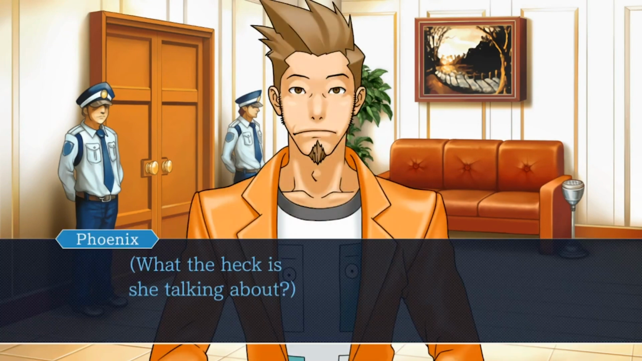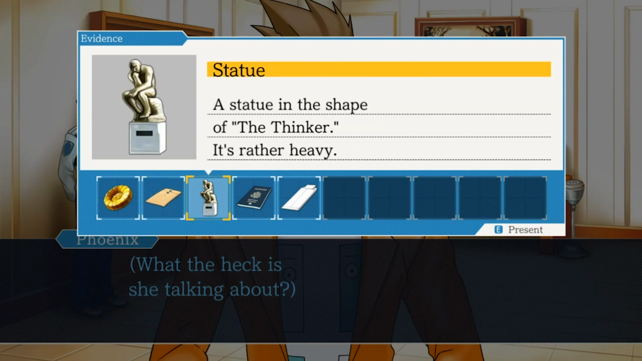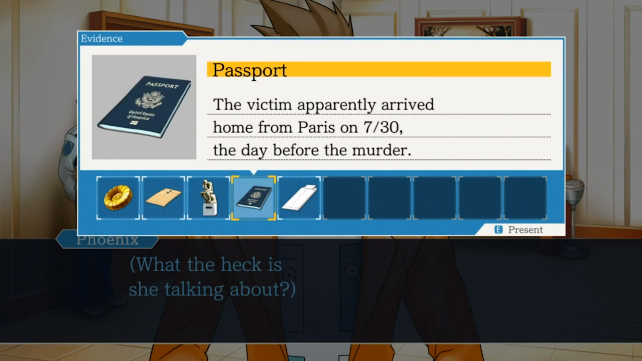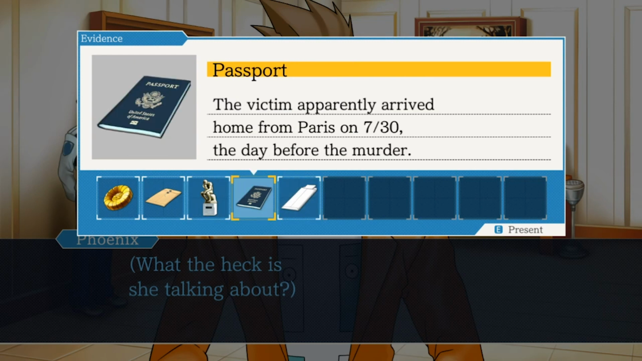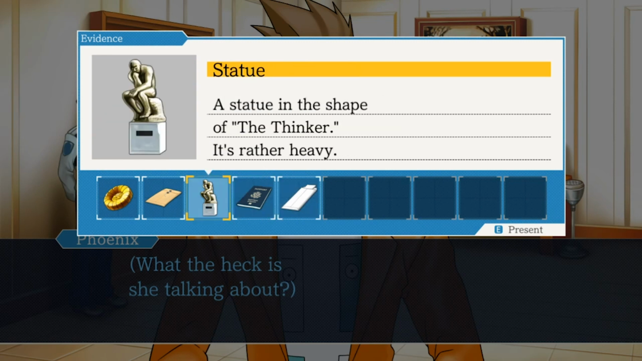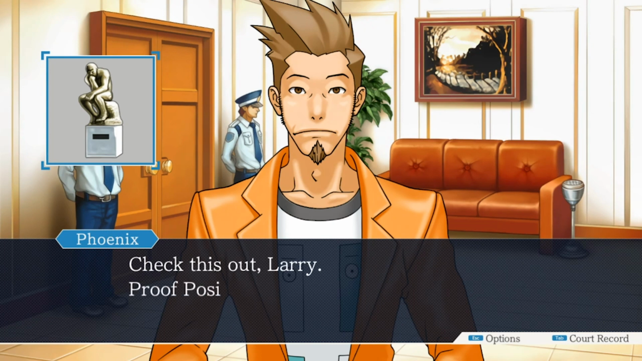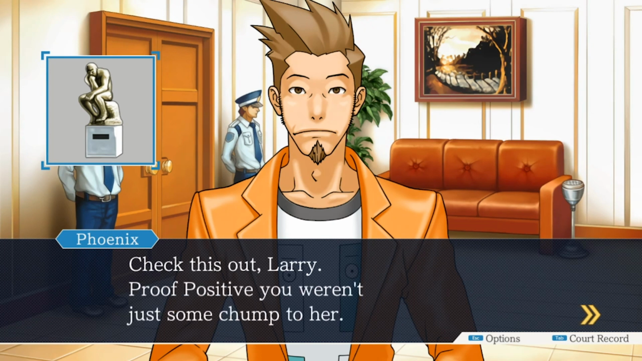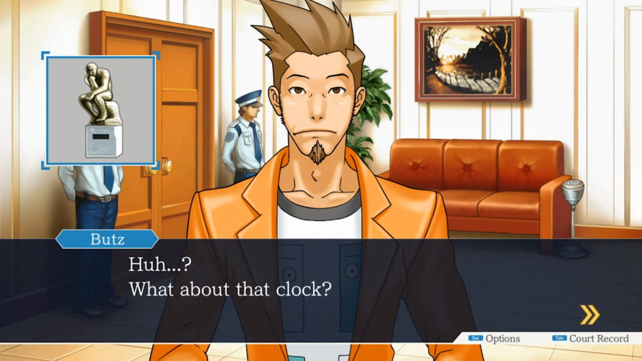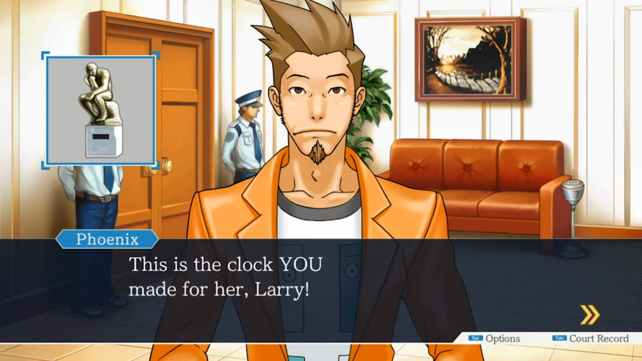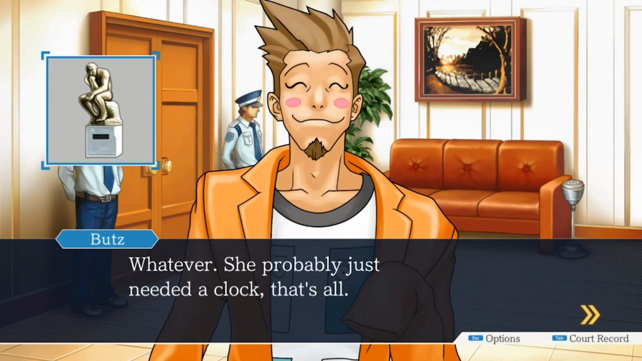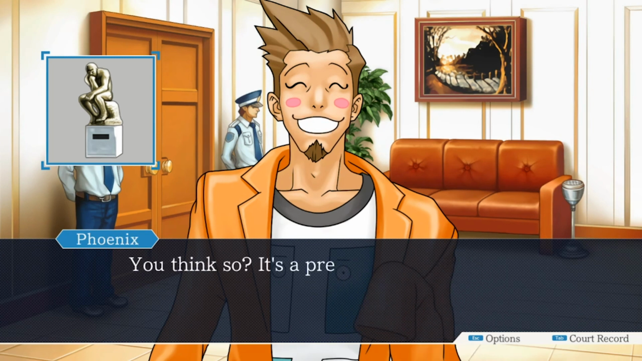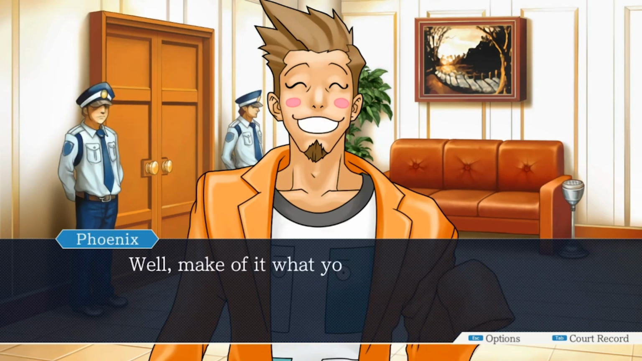What the heck is she talking about? I don't know. It's the autopsy report. They cut her heart open. It's like, wow, look at all... I mean, what of the evidence do we have that would indicate that she maybe cared about him? The fact that she had the statue? Yeah, I mean, you made it for her, right? Check this out, Larry. Proof positive you weren't just some chump to her. What about that clock? This is the clock you made for her, Larry. And she took it with her when she traveled. Whatever. She probably just needed a clock, that's all. Think so? It's a pretty heavy clock to take traveling. Well, make of it what you will.